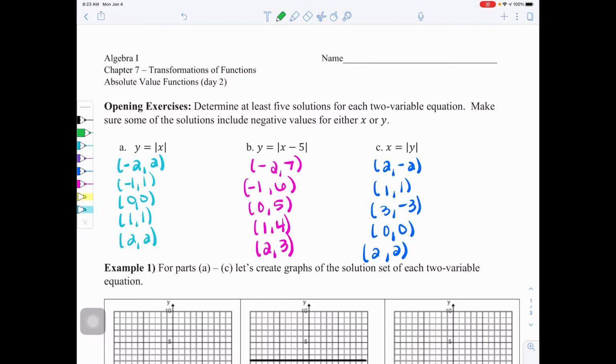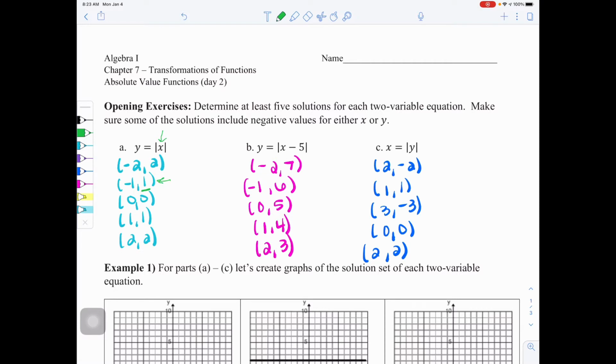So remember what you're doing here. You're thinking to yourself, okay, I'm going to pick an x value for A and B, probably would be the best one to do. If I pick an x of -2 in part A and I plug it in, the absolute value of -2 is 2. That's how I got the y value. Let's look at this one, -1, 1. I put -1 in for x right here. The absolute value of -1 is 1. That's why that's my answer for y.